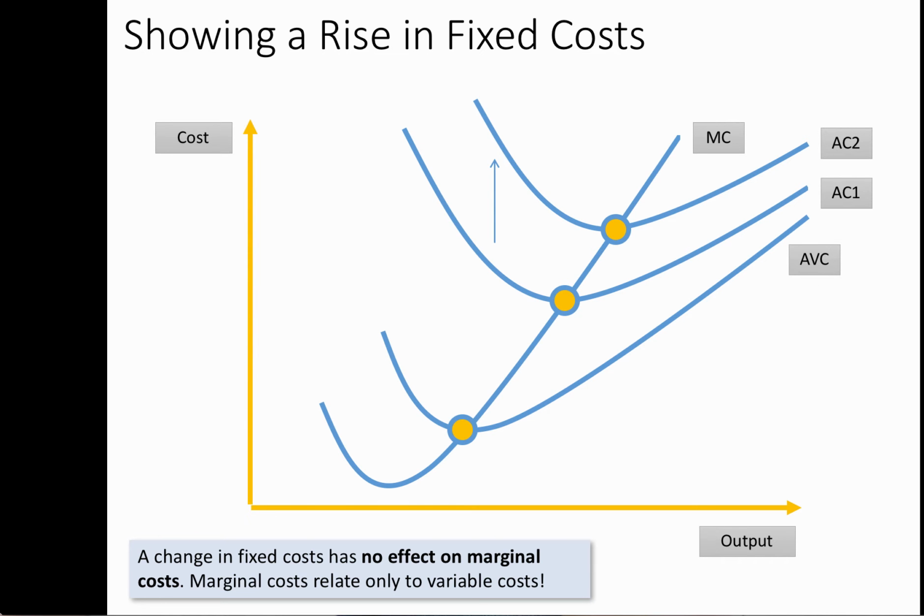Here's a key diagram which is often tested in multiple choice. If a business experiences an increase in fixed costs, so research costs, the cost of patents, the costs of long-term insurance policies, for example, a change in the fixed cost of production has no effect on marginal cost. So in this example, fixed costs have gone up, AC1 shifts up to AC2, higher fixed costs, but there's no change in marginal cost, and of course no change in average variable cost. That's quite an important diagram.